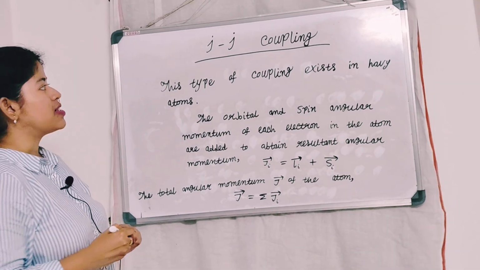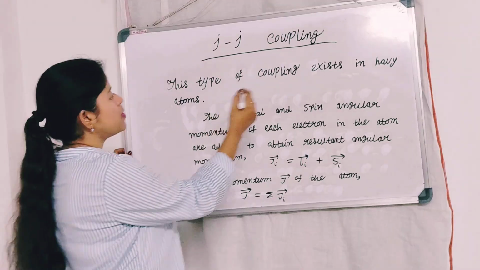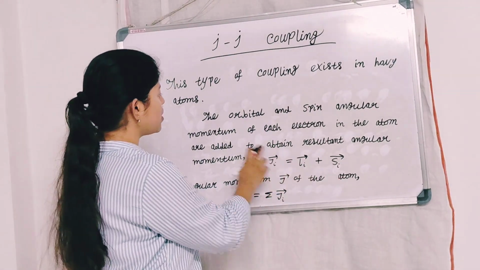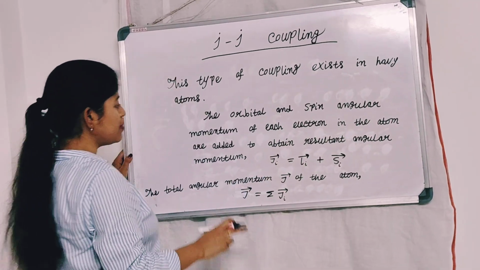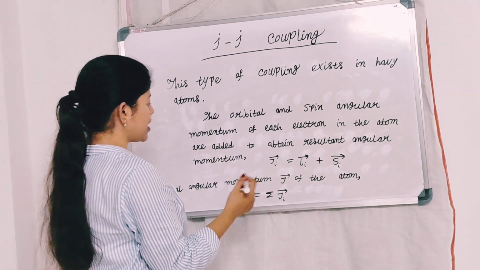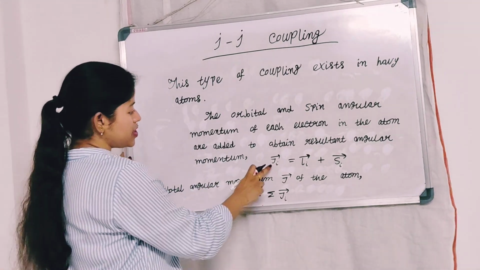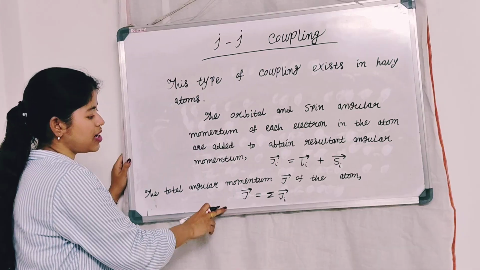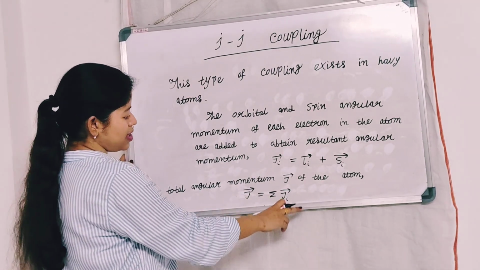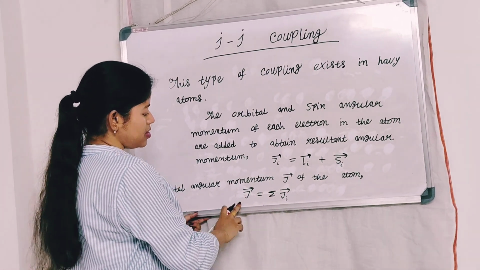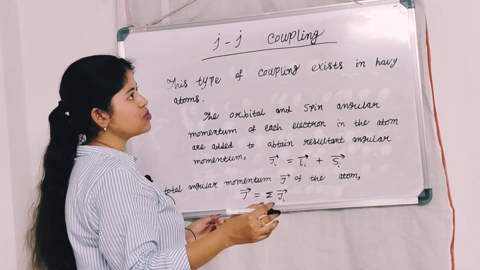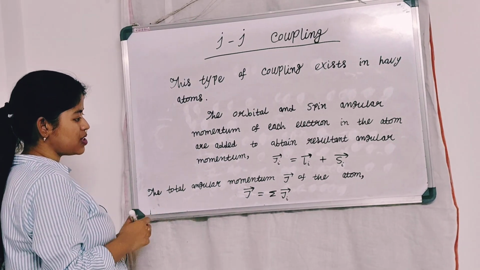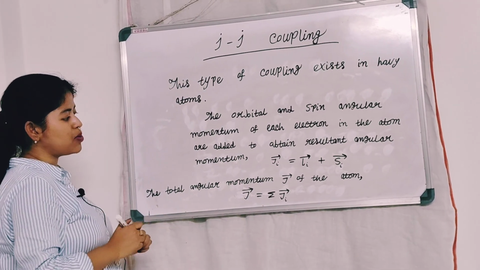Now we will consider JJ coupling. This type of coupling exists in heavy atoms, and the orbital and spin angular momentum of each electron in the atom are added to obtain the resultant angular momentum J. Ji equals Li plus Si, and the total angular momentum J of the atom is the summation of Ji, that is J equals J1 plus J2 plus J3. That means the sum of all the individual Ji values is the total angular momentum value.